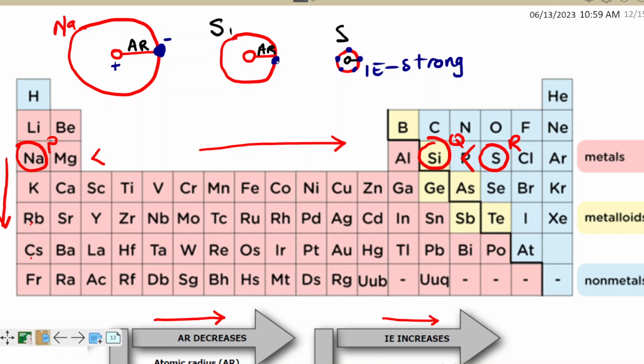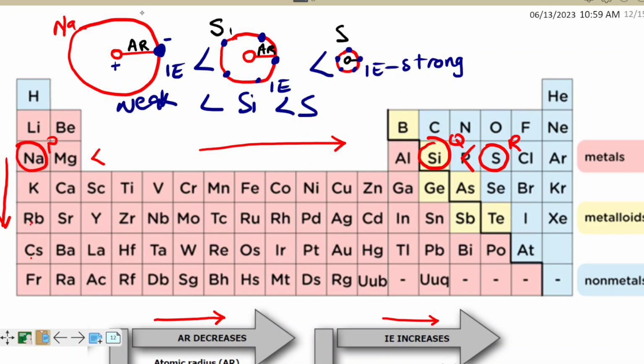Even here for silicon, the valence electrons are very much closer to the nucleus. So the ionization energy of this one is stronger than that of this one. The ionization energy of this one is very weak compared to silicon. That of silicon is very weak compared to that of sulfur.